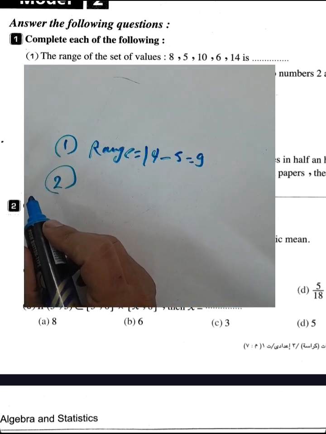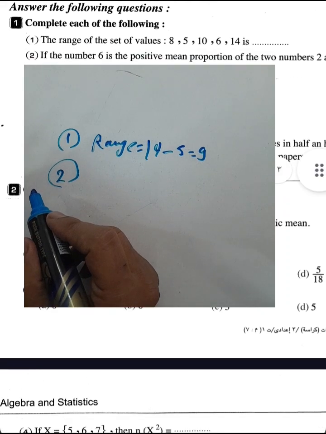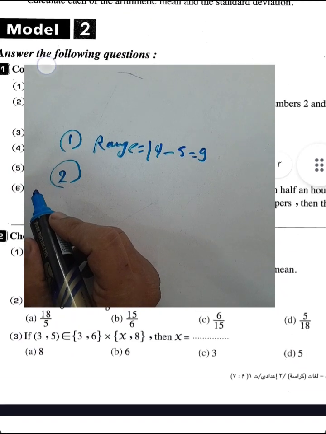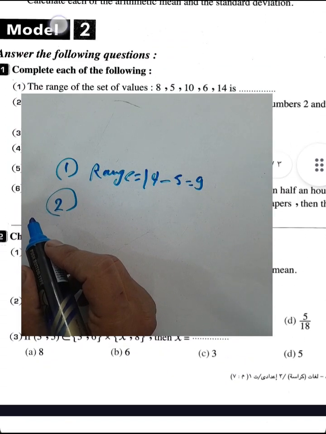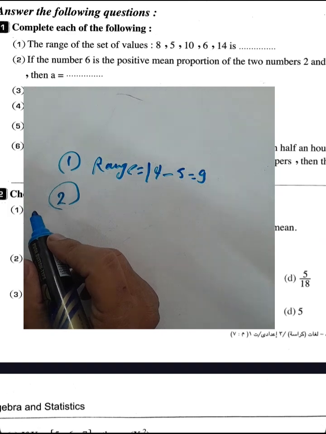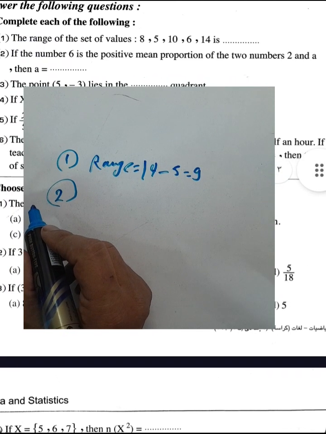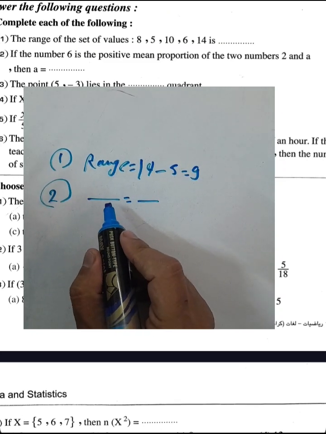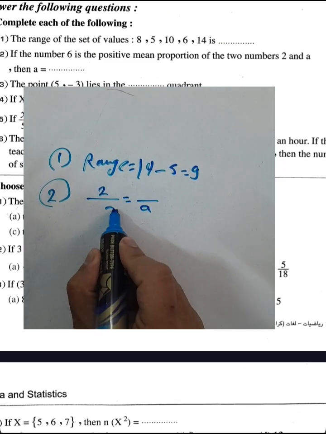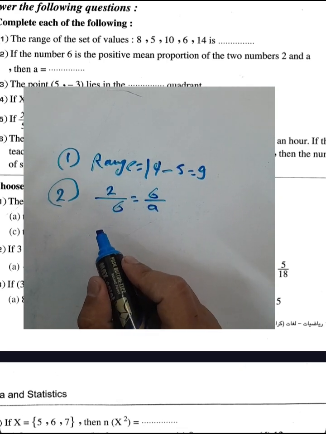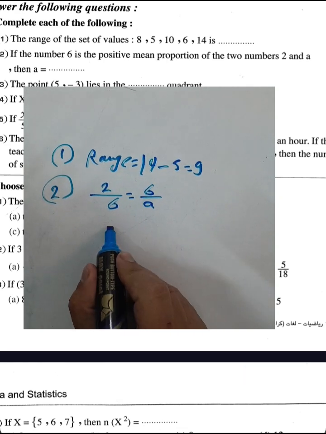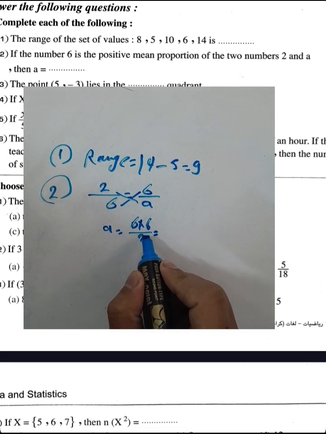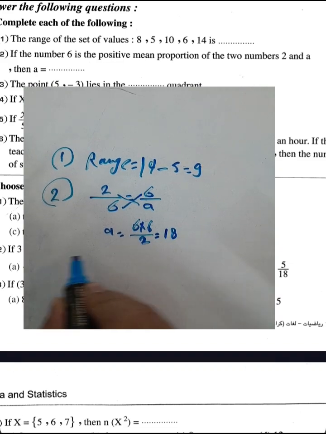Question number 2. The number 6 is the positive mean proportion of two numbers 2 and a, then a equals. We can write the two numbers 2 and a, and 6 in the middle between them. It's a positive mean proportion, so the value of a will be 6 times 6 divided by 2. 6 times 6 is 36, divided by 2 equals 18.